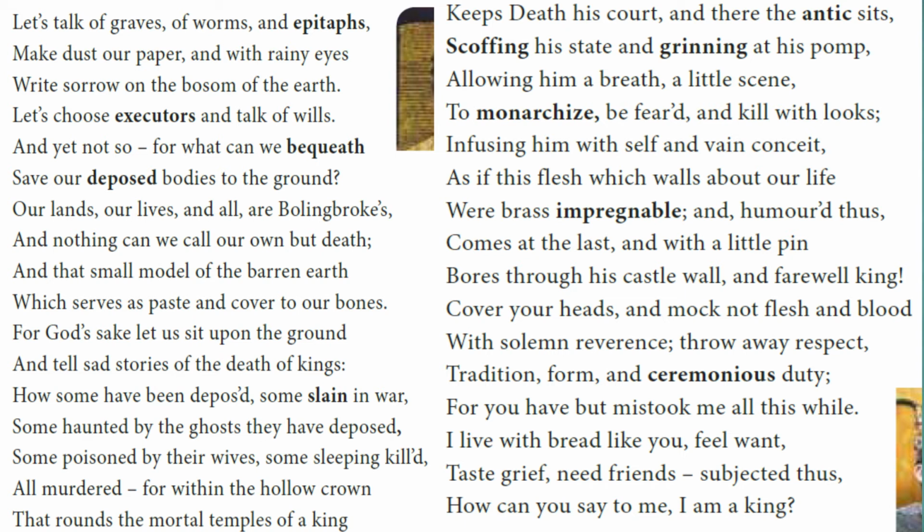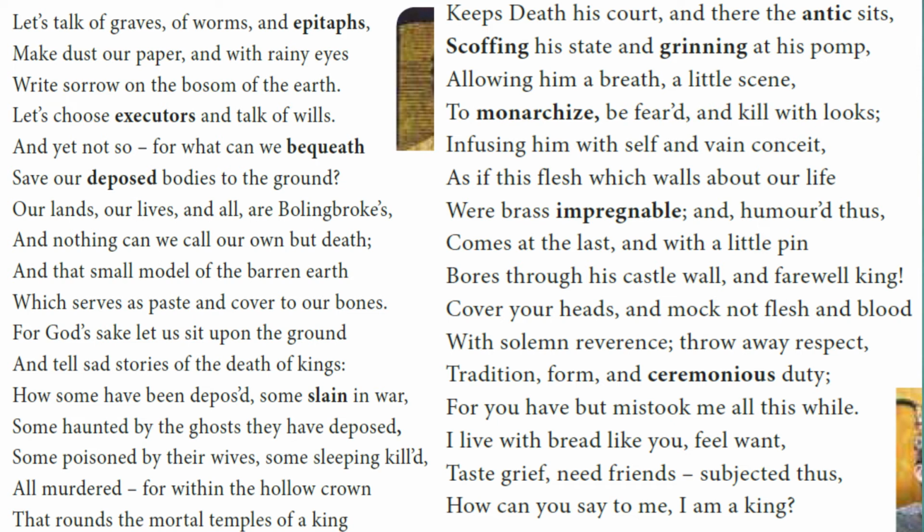Cover your heads and mock not flesh and blood with solemn reverence. Throw away respect. Your head is covered, many of the kings' heads are covered with the crown. And mock not flesh and blood with solemn reverence. Many of the kings were given respect. But I am also a common person, not like you. We too have the fear. We too have all the feelings. The king is very normal. So don't give any respect.